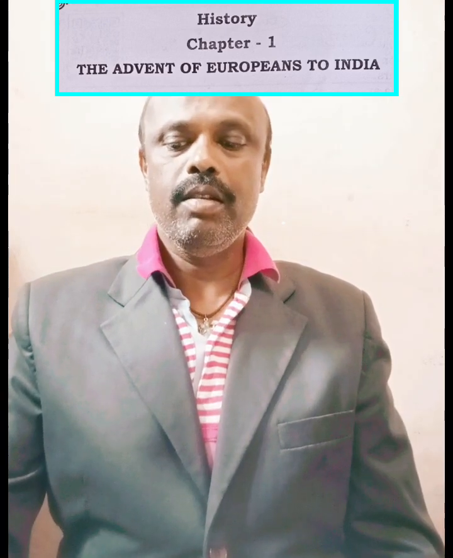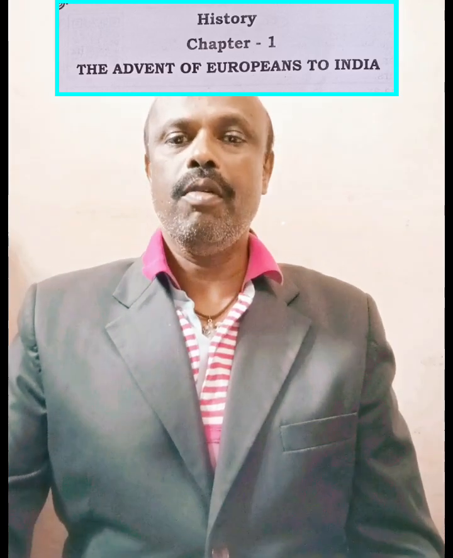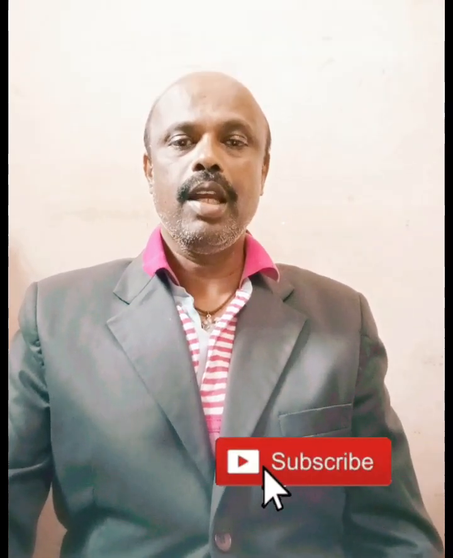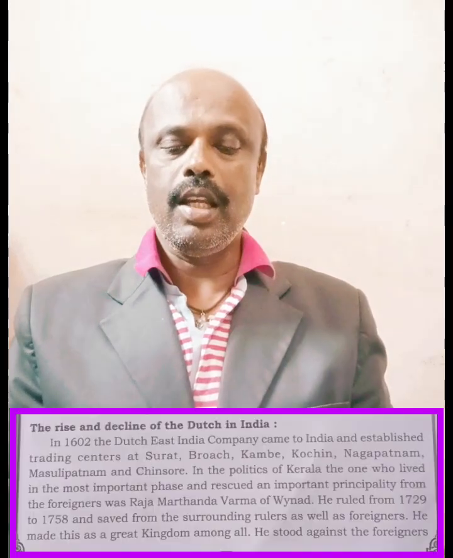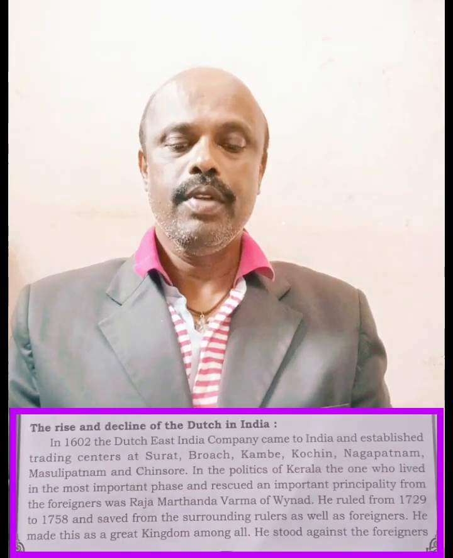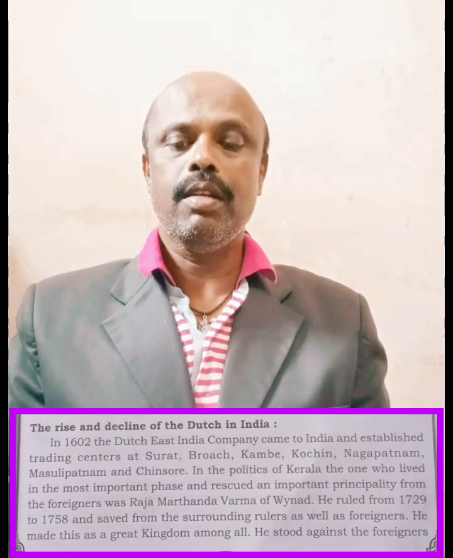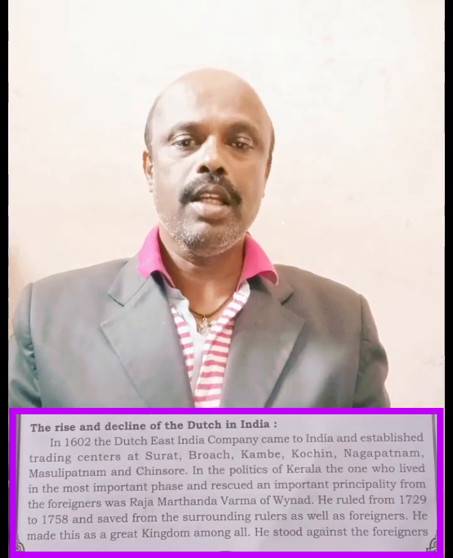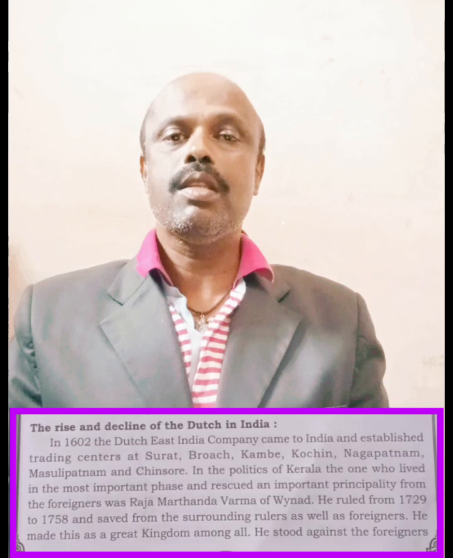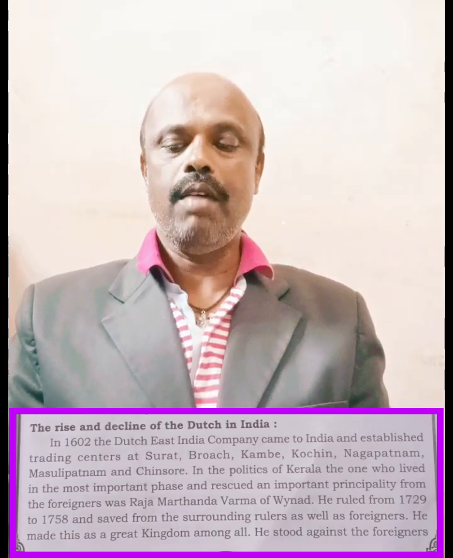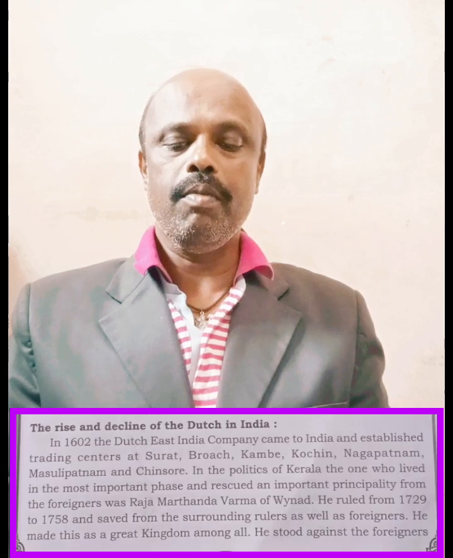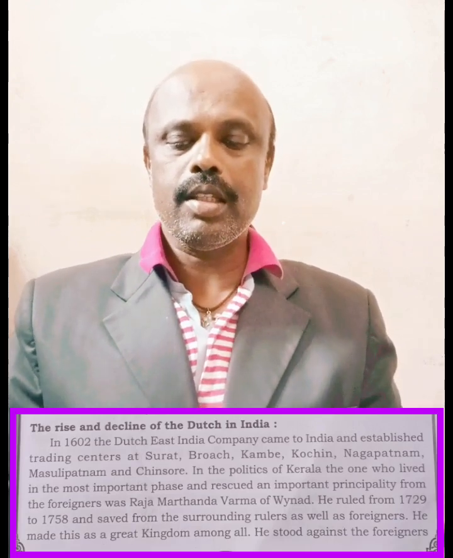The Portuguese had absolute monopoly over trade with India for a century, but their power declined with the arrival of the English and French in India. Next point is the rise and decline of the Dutch in India. In 1602, the Dutch East India Company came to India and established trading centers at Surat, Bharuch, Kambe, Cochin, Nagapattanam, Machilipattanam and Chinsur.